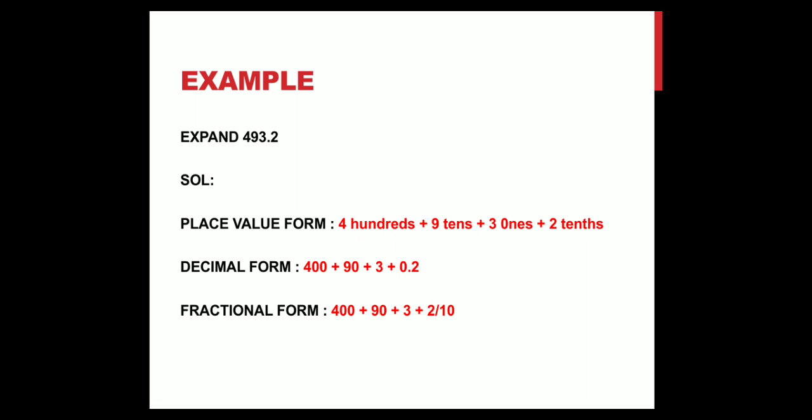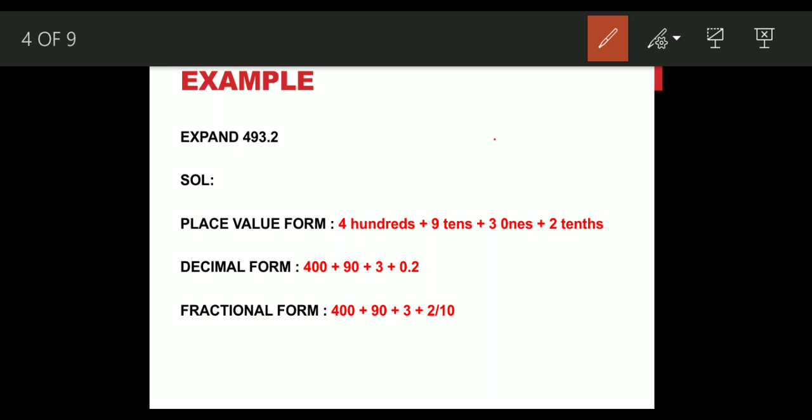Next comes decimal form. In decimal form, how can I write? It is just 400 plus 90 plus 3 plus 0.2. Generally you can write it as .2, but sometimes the point will not be visible. So when I put a 0 in front, the point will be more visible for us. That's why we write it as 0.2. This 0 represents that before the point I have some numbers, which I already showed in front. After the point I directly have 2, so I write 2 directly.